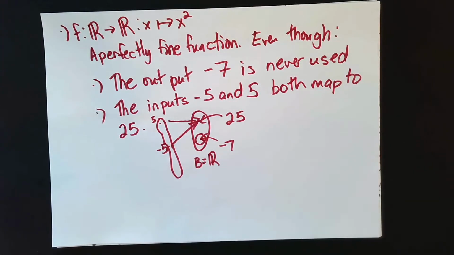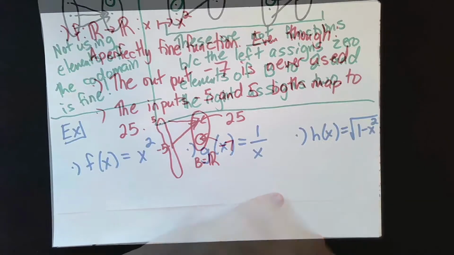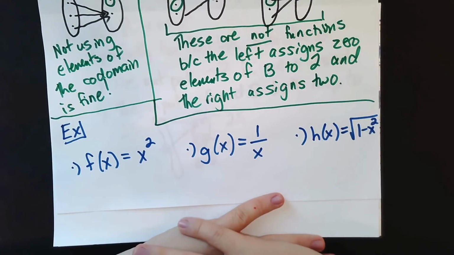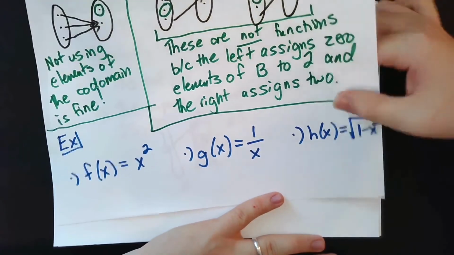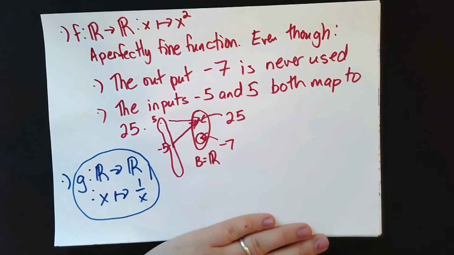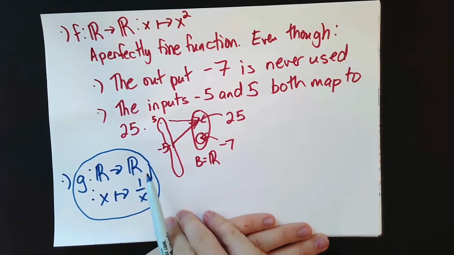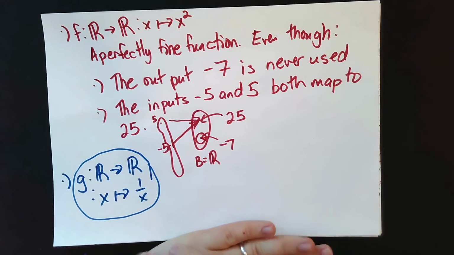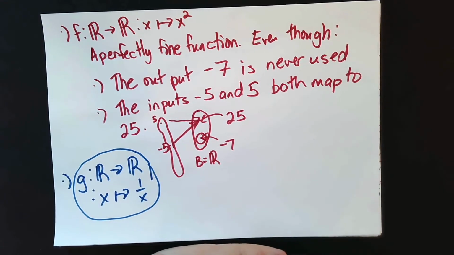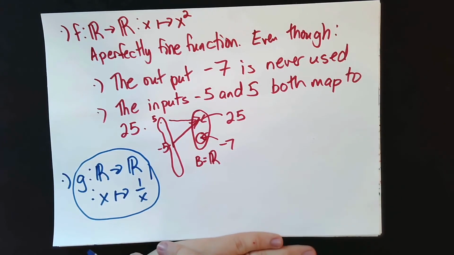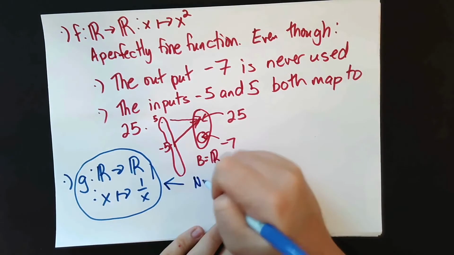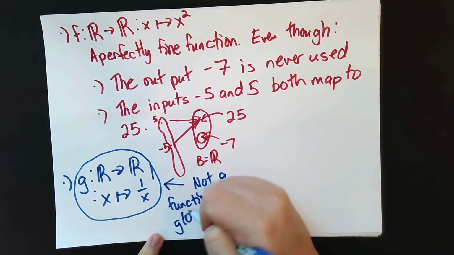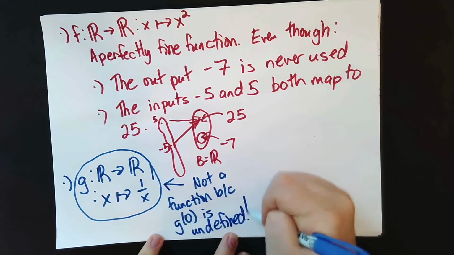No problems. What about g of x equals 1 over x? Can I do the same thing for g of x? Namely, can I just write down g from R to R, and it takes x to 1 over x? Is that a function in our sense of the definition? And sadly, our answer is no. This is not a function. What's wrong with it? And the answer is that g of 0 is undefined, because I can't divide 1 by 0.